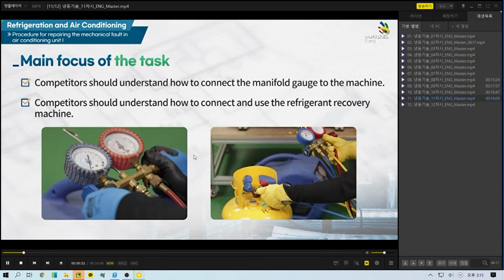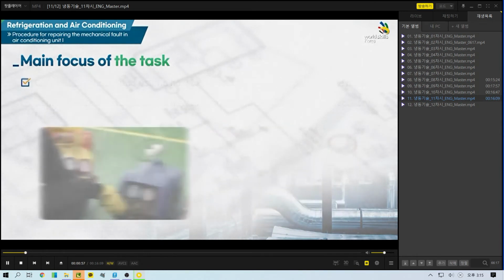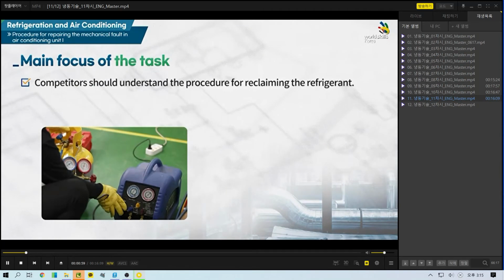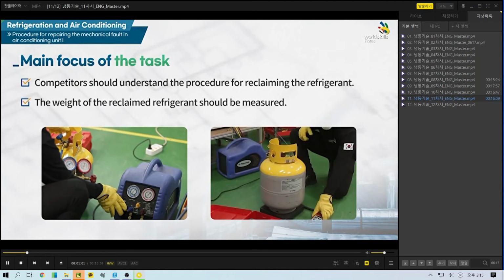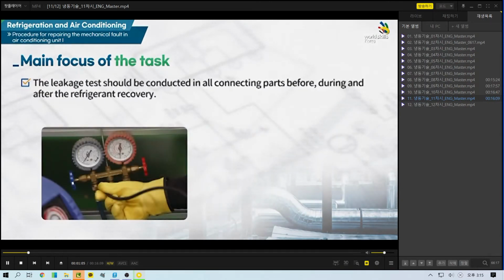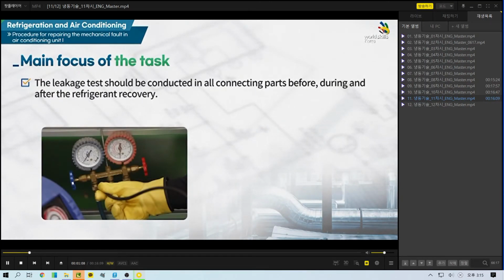Fourth, you should be able to understand how to connect and use the refrigerant recovery machine. Fifth, you should be able to understand the procedure for reclaiming the refrigerant. Sixth, the weight of the reclaimed refrigerant should be measured. Seventh, the leakage test should be conducted in all connecting parts before, during, and after the refrigerant recovery.